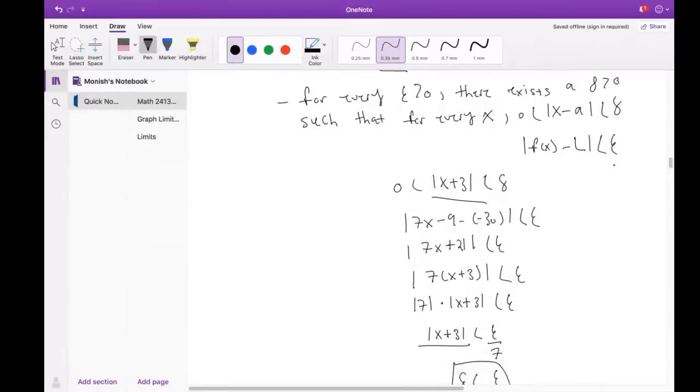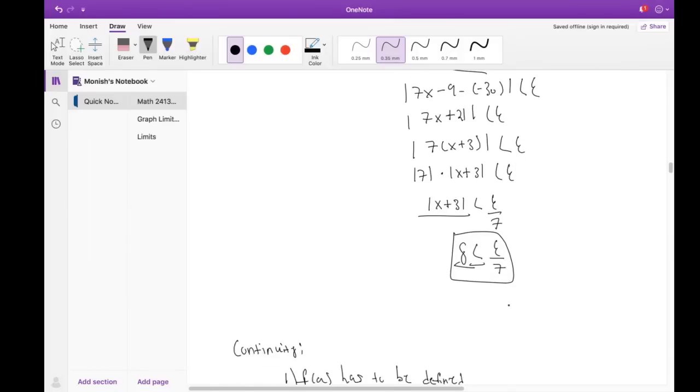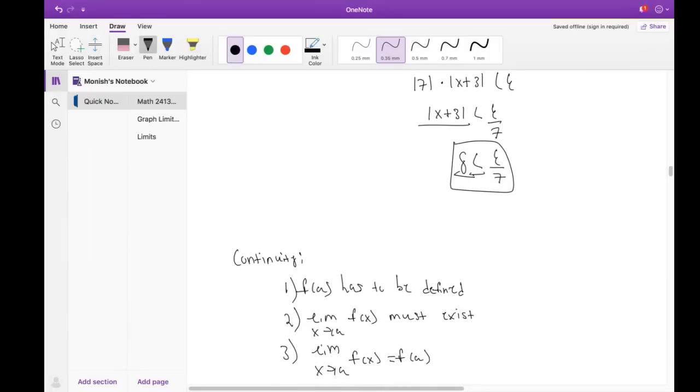So we did that here, and we set up a relation because we could just replace the absolute value of x plus 3 with the delta, and that sets up a relationship between delta and epsilon. Then whatever epsilon value they give you, you can just plug it in and find a corresponding delta value.